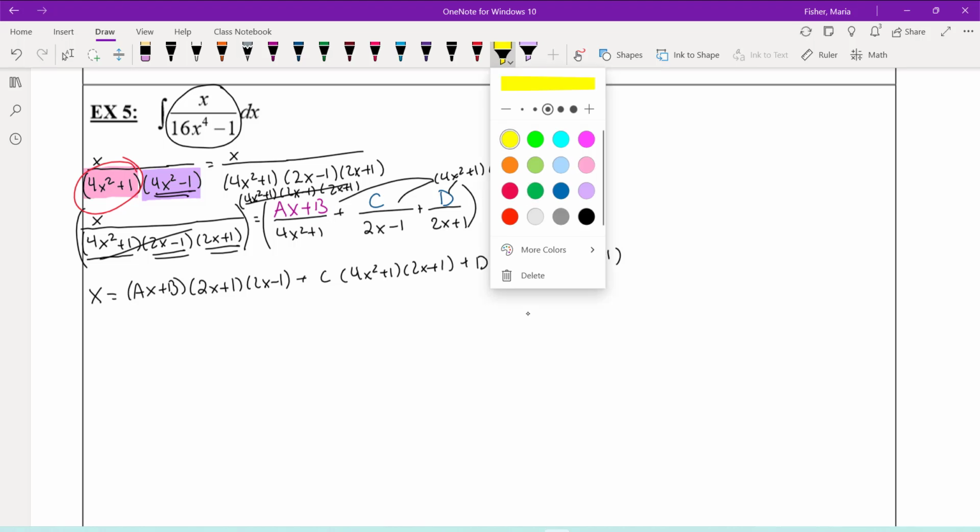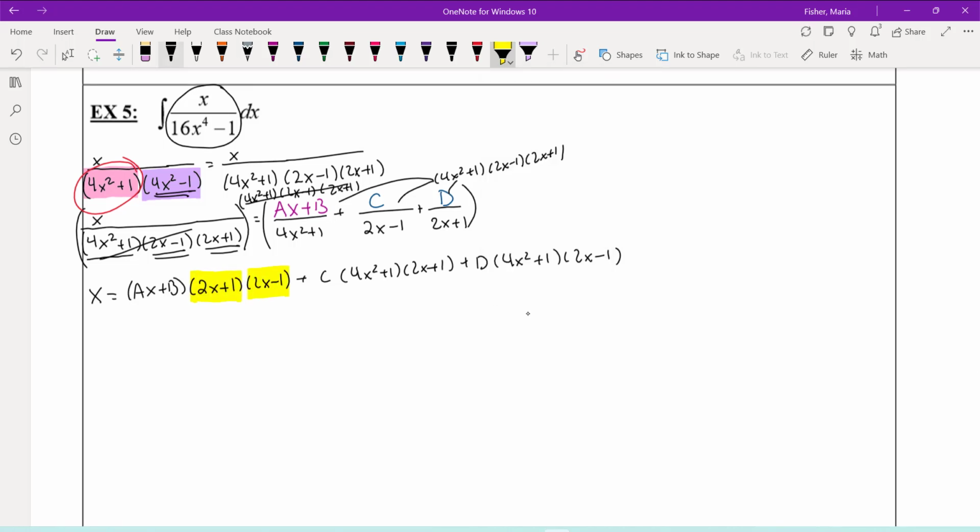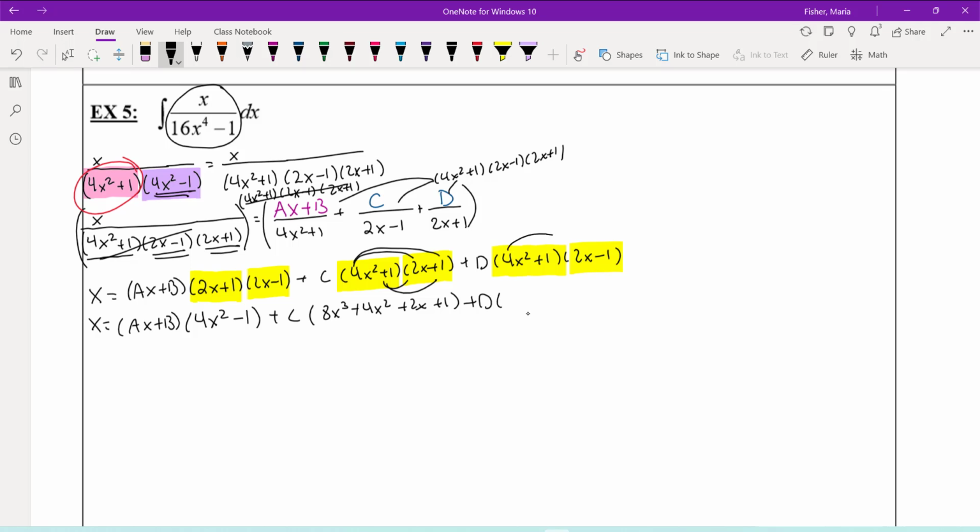If I distribute these two together, I would end up with 4x squared minus 1. Plus c. If I distribute these two together, I would have 8x cubed plus 4x squared plus 2x plus 1. If I multiply these two together, I would have 8x cubed minus 4x squared plus 2x minus 1.